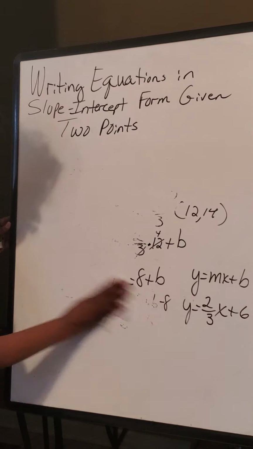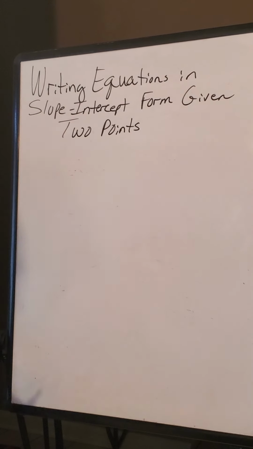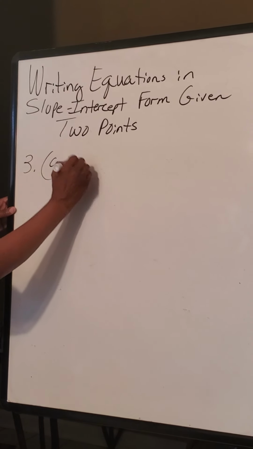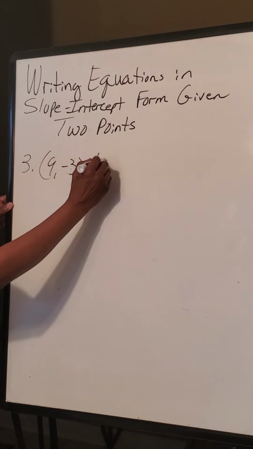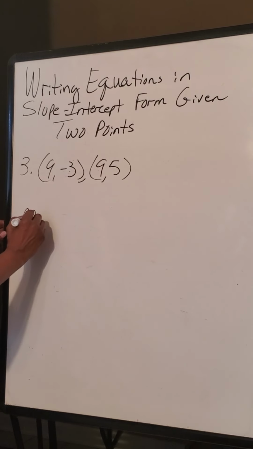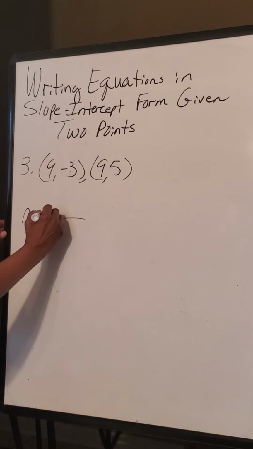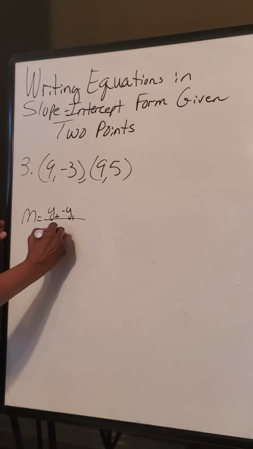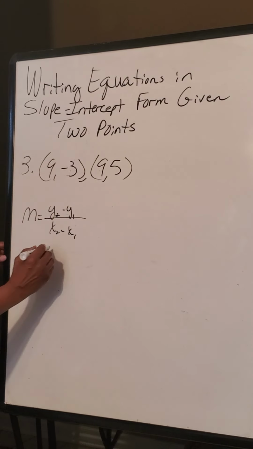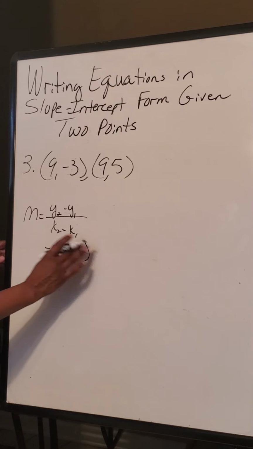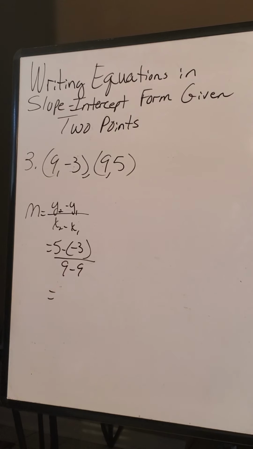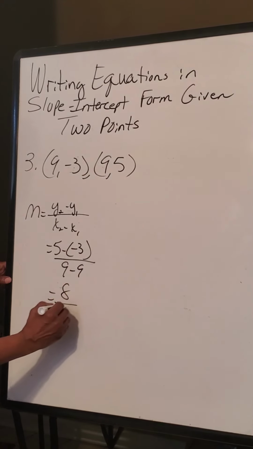Example 3. If we have the ordered pair (9, -3) and the ordered pair (9, 5), again, we're going to find our slope. Let's do our substitution. In our numerator, I'll do 5 minus -3, which you can write as 5 plus 3 if you want to. I'll have 9 minus 9. Now that gives me 8 divided by 0.